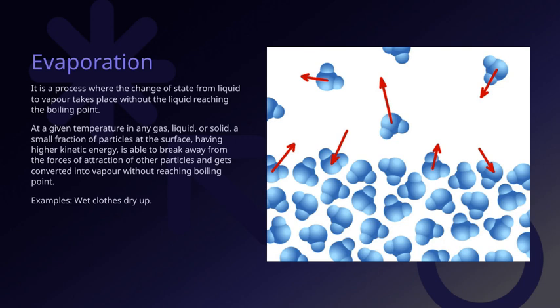This process is important because it explains everyday phenomena like wet clothes drying. When you hang clothes out to dry, the water molecules evaporate into the air, even if the temperature isn't high enough to boil water. So the key idea here is that evaporation involves only a small fraction of particles at the surface gaining enough energy to escape, which can happen at any temperature. This is part of the broader theme of how matter changes state, and it highlights that phase changes aren't always about reaching boiling points. Sometimes they happen gradually, at the surface, through evaporation.